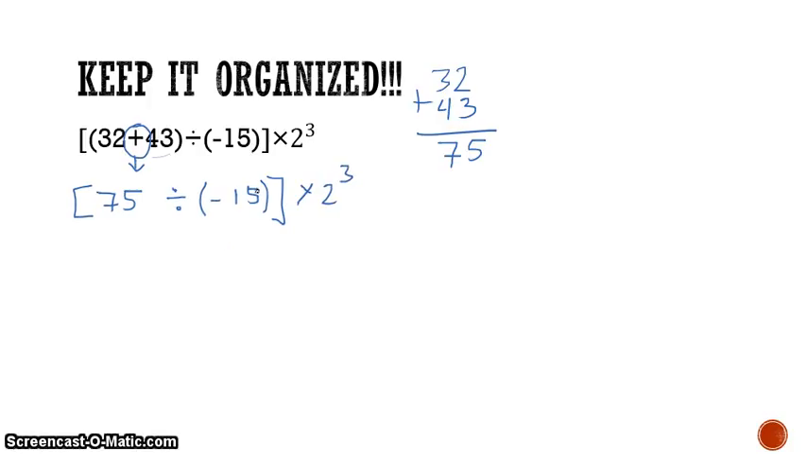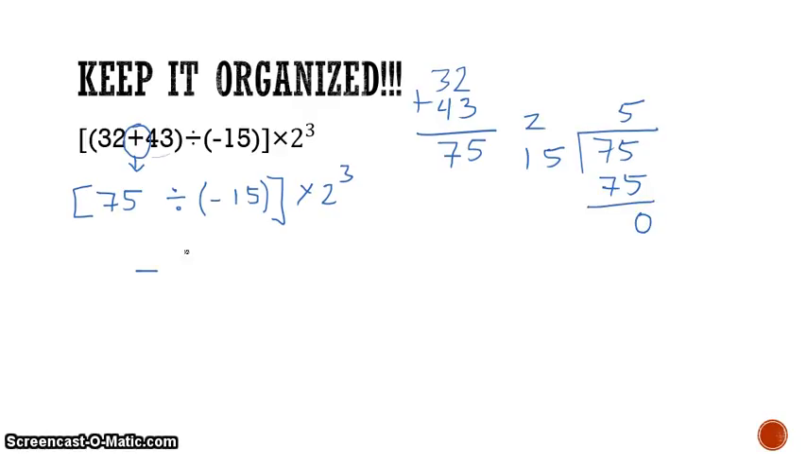Okay, so next I have these parentheses here, but you see how inside these parentheses nothing is going on. It's just parentheses around the negative number. So I'm just going to do what's inside these parentheses, which is 75 divided by negative 15. Now, positive divided by negative will give me negative. And then 75 divided by 15. So how many times is 15 going to go into 75? Well, we know 15 will go into 60 4 times, so it will go into 75 5 times, and check it.